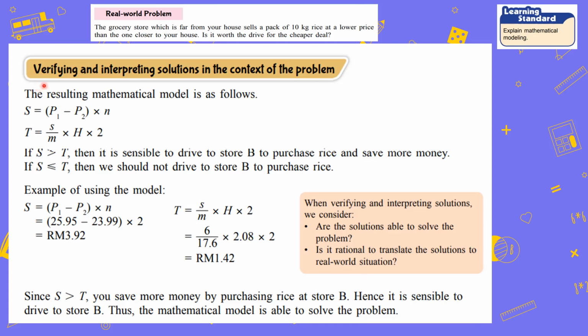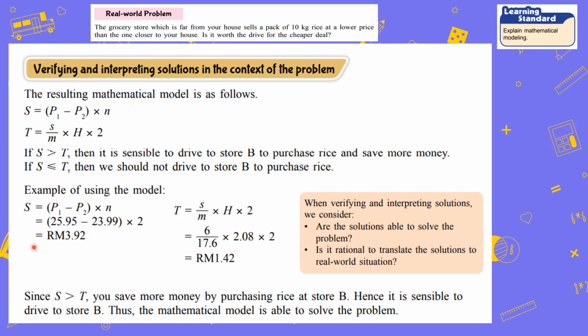Now, the next component is to verify and interpret solutions in the context of the problem. That means from the mathematics solution, we relate to the real life problem. So, the resulting mathematical model is as follows. S and T, this is the formula that we get from the mathematics solution just now. If S greater than T, then it's sensible to drive to store B to purchase rice and save more money. What is S? S is the amount that we save when we buy the rice. T is the cost of petrol.